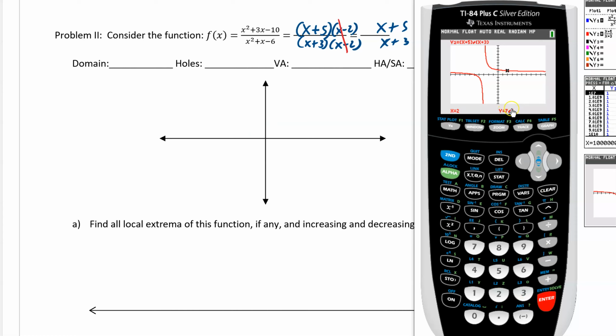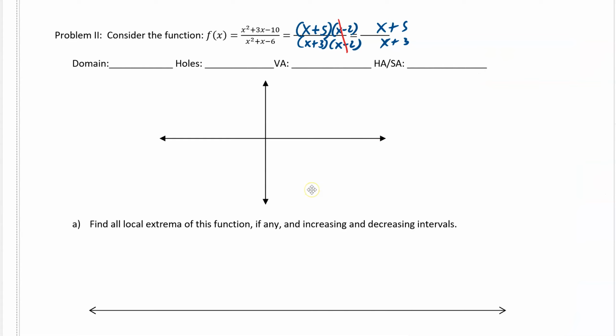So that's what a hole represents: there's actually no point there at (2, 7/5). It's empty. It's undefined, undetermined. Trace 2, enter, see, nothing. So we have a hole. We have a hole at the number we canceled, which is 2, but we still need to plug that in.